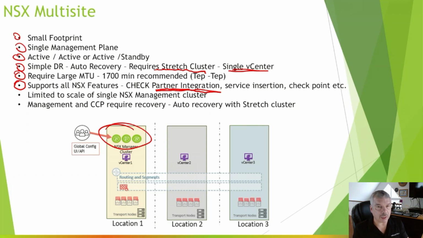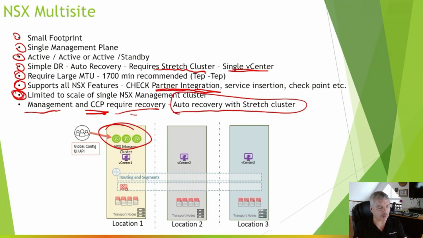When we talk about scaling, multi-site is limited to 1 NSX management cluster, so whatever the scale limits are on that, look at the config max. Management and central control plane require recovery, auto recovery with a stretch cluster. So I mentioned this part about the simple DR. Simple DR provides us with automatic recovery. There are options where there is no automatic recovery. You've got to press a button, okay? And we'll take a look at that. And that's what this is all about.